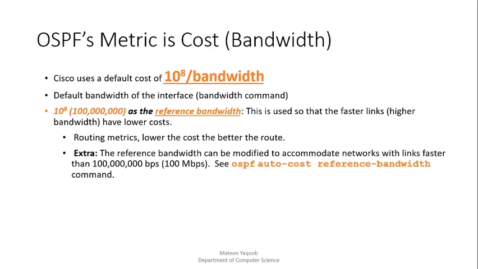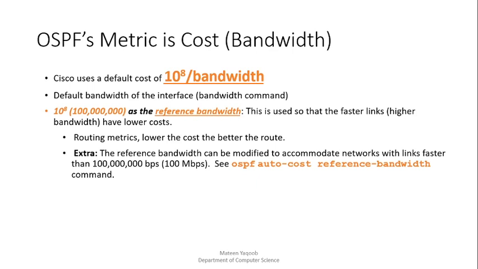If you are using a Cisco router, Cisco uses a default cost of 10 to the power 8 divided by the bandwidth, the default bandwidth of the interface set using the bandwidth command. This is set as the reference bandwidth so that faster links have a lower cost. The faster the link, the lesser the cost it will have. So we will choose the link which has a lesser cost, and a lesser cost means higher bandwidth. The routing metric is: the lower the cost, the better the route. In OSPF, lower cost means higher bandwidth.